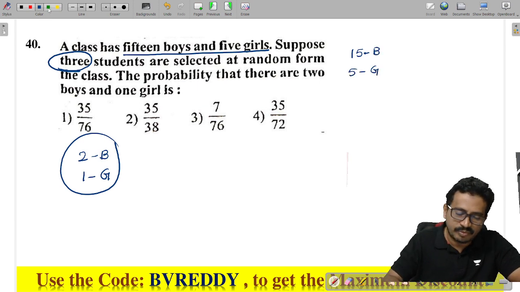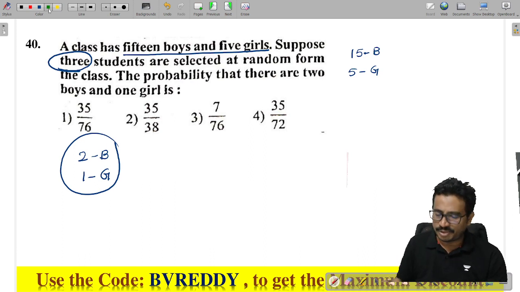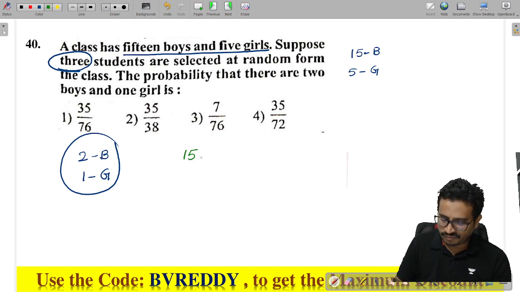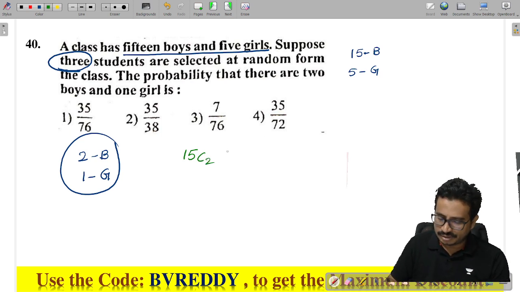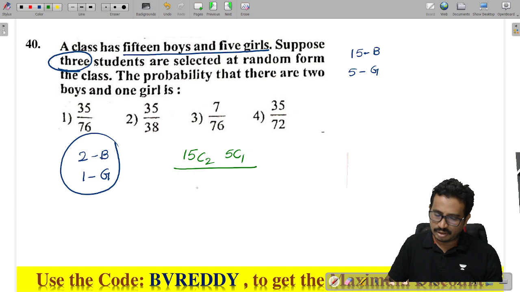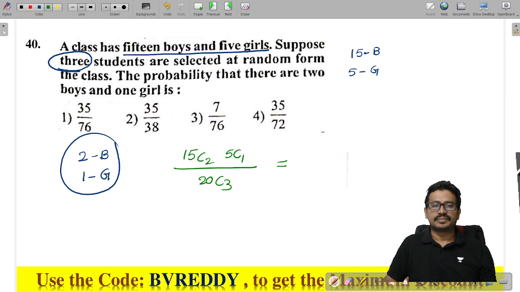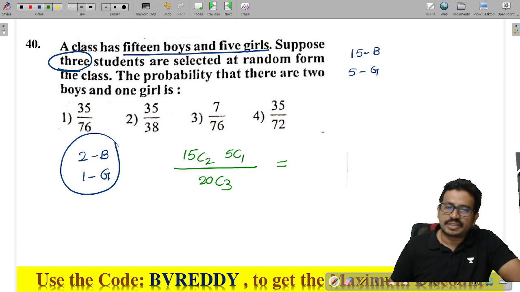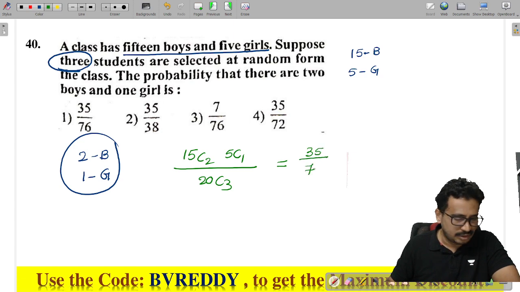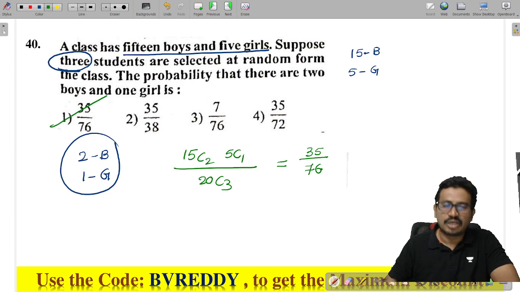So we select from the boys. How many boys are required, you tell me? 15 C2. Yes. Next, girls, how many here? 5 C1. And the total is how much we have? 20, right? 20 C3. That's all: 15 C2 times 5 C1 over 20 C3. Simplify this and you will get the answer, which is equal to 35 by 76. Option A.